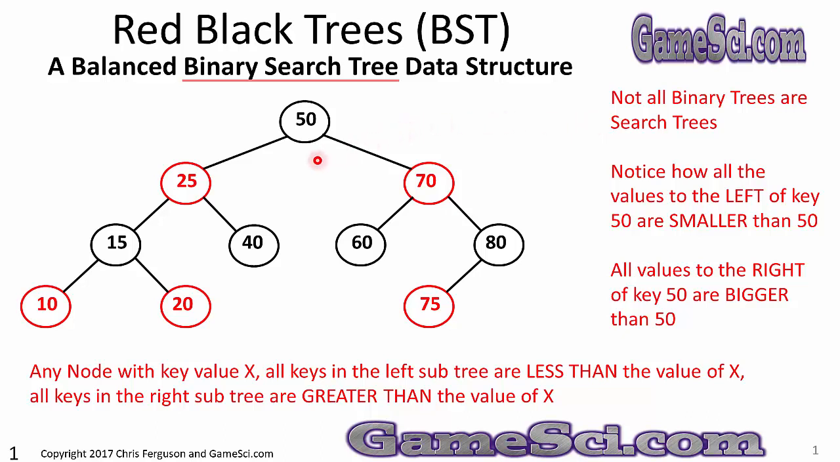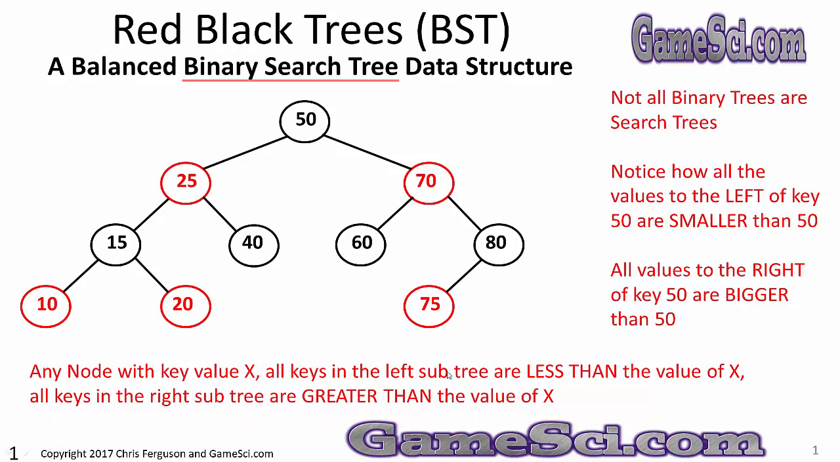Notice how all the values to the left of key 50 are smaller than 50. Everything on this side of the tree is less than 50. Notice how all the values on the right of key 50 are bigger than 50. Everything on the right side is larger than 50. That's what makes this a binary search tree. Any node with a key value of x, all the keys in the left subtree are less than the value of x, and all the keys in the right subtree are greater than the value of x.